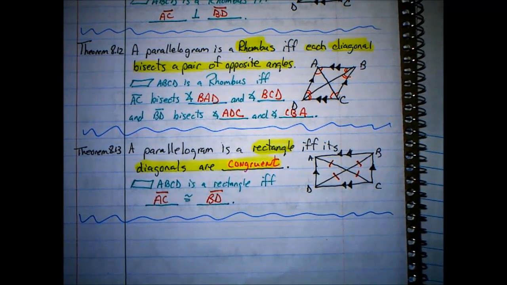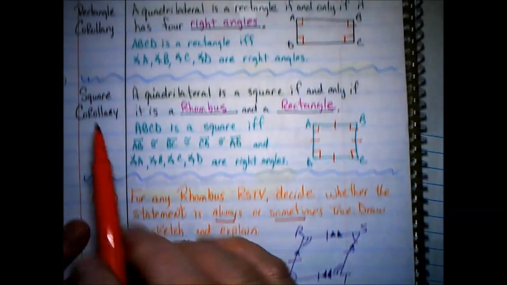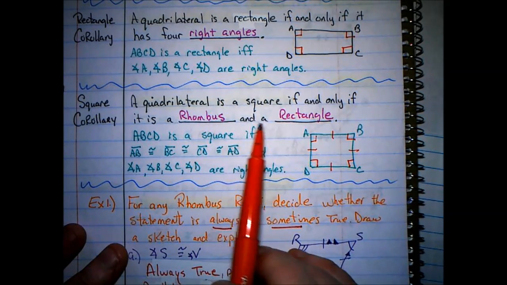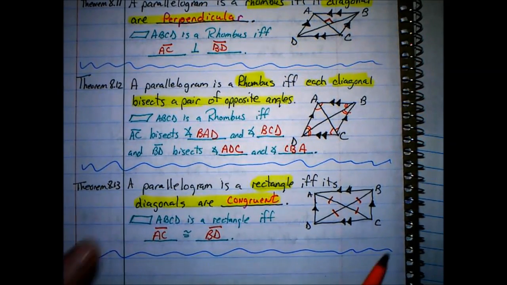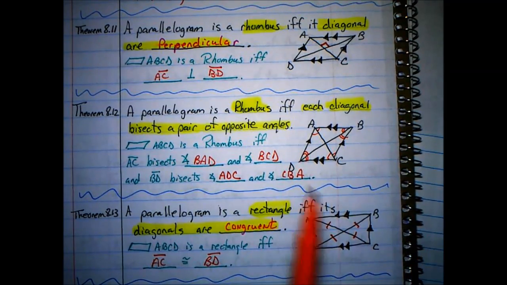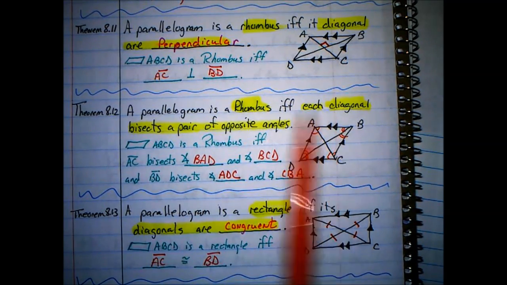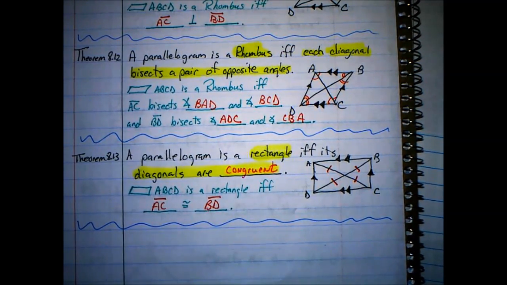Now realize, since a square is both a rhombus and a rectangle, the square has all of these properties. So in a square, the diagonals are perpendicular, the diagonals bisect the opposite angles, and the diagonals are congruent. So a square has all of these properties.